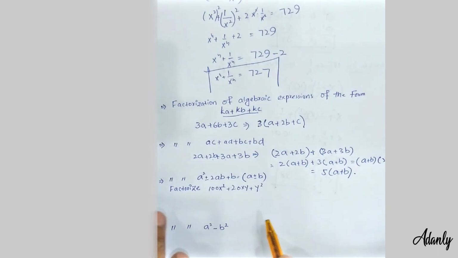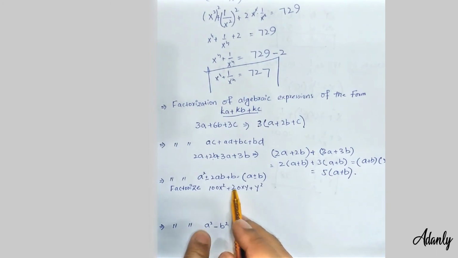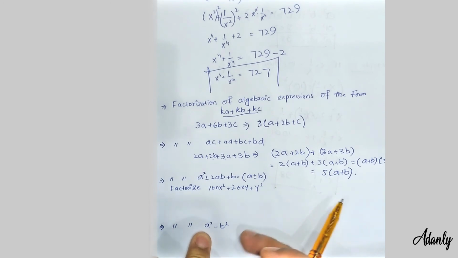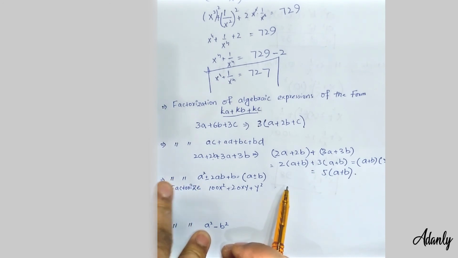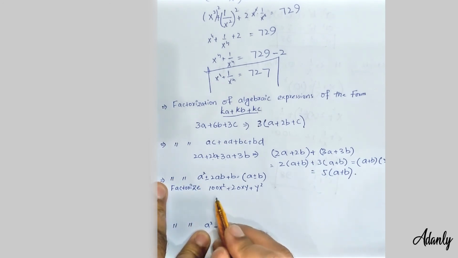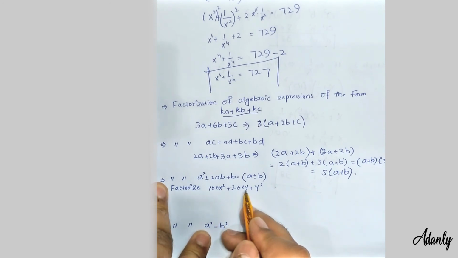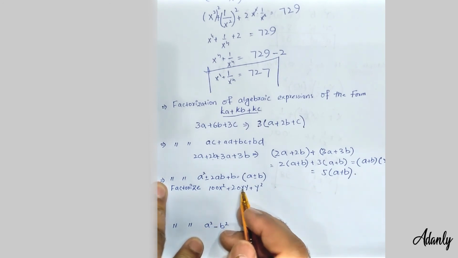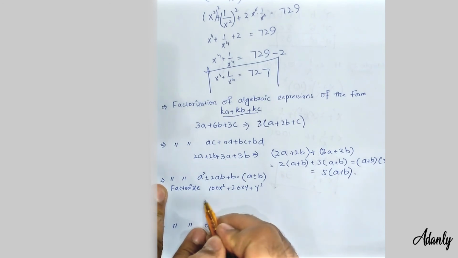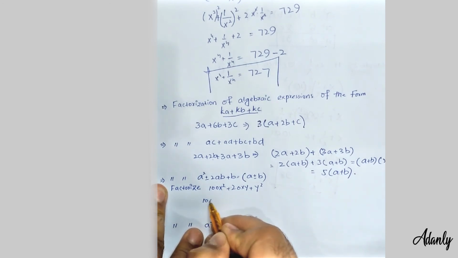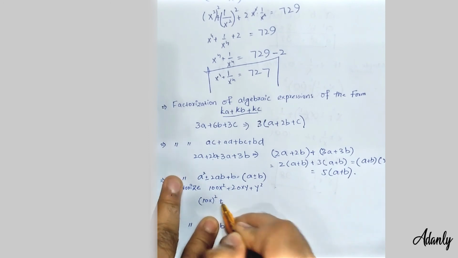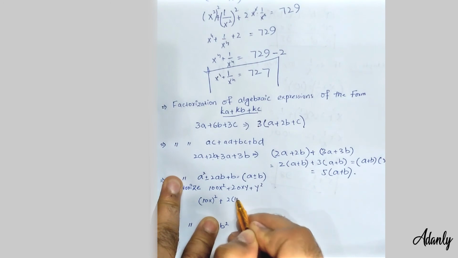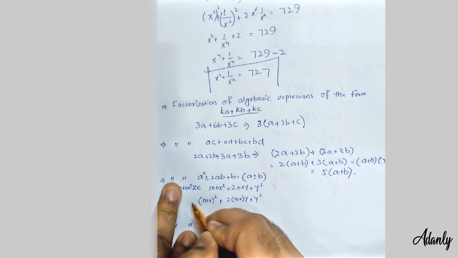Now we can think of a formula that best fits this expression, and that formula can be a plus b whole square equals a square plus 2ab plus b square. So now we have to evaluate this expression according to that formula. So we can write 100x squared as 10x whole square. We can also write this term as 2 into 10x into y plus y whole square.